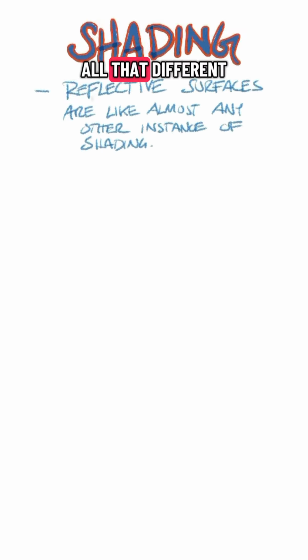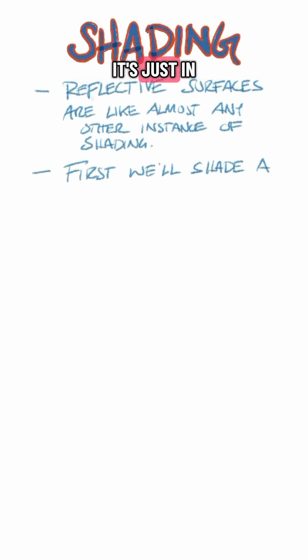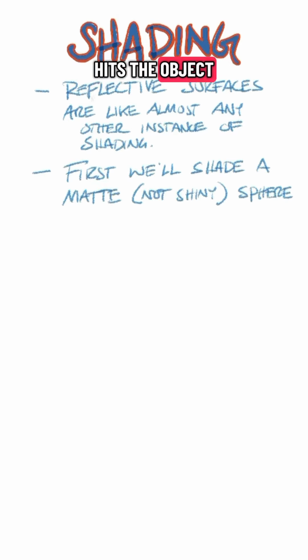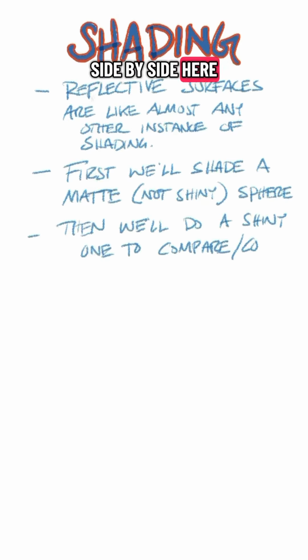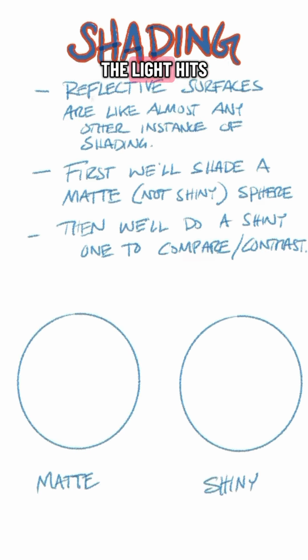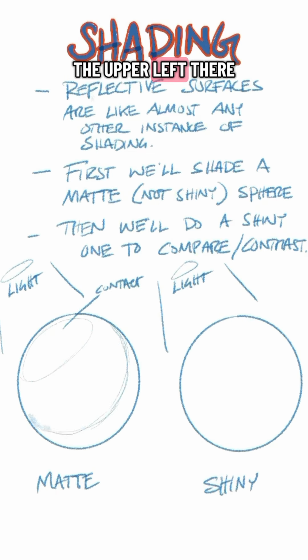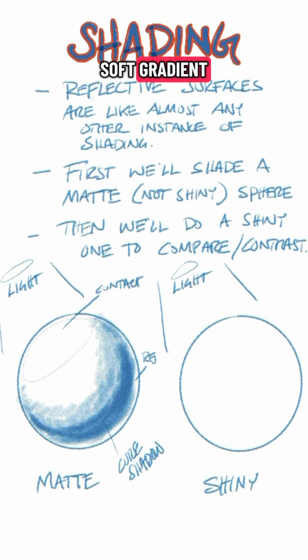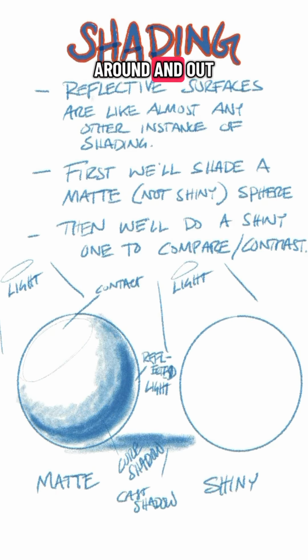If you're already familiar with shading, part of this is going to be a little bit of review, but reflective surfaces are really not all that different from most other instances of shading. It's just in how the light behaves when it hits the object. So we'll do one kind of side by side here, a matte sphere and a shiny sphere. With a matte sphere, what we'll see is that once the light hits that edge on the upper left there, it's going to roll around into the soft gradient, into the core shadow, and then back around and out into the reflected or bounce light.